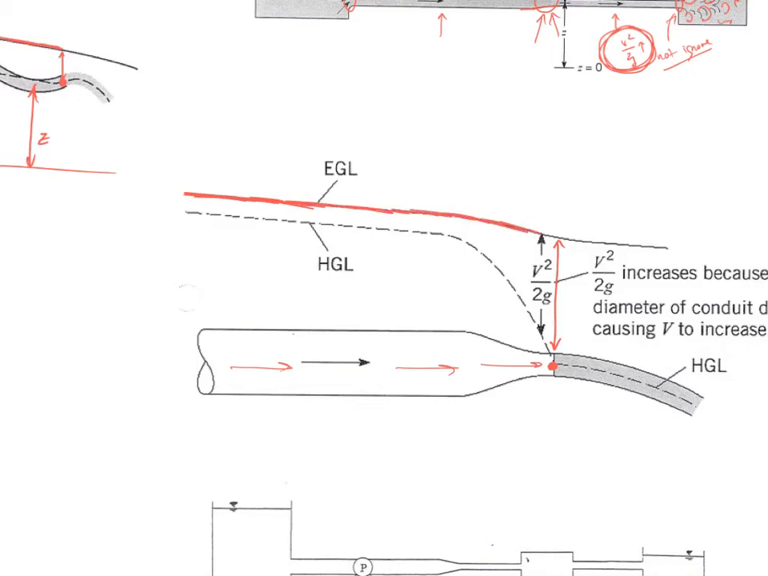Then we're going to get to this point right here, noting that we've got v squared on 2g right here. We've got z going down to a datum down here, and we've got no pressure right there. So that's how we do it. That's how we do the EGLs, and that is all there is to the EGLs.